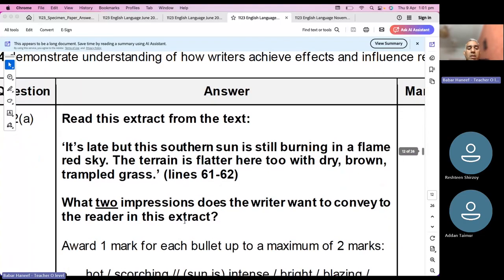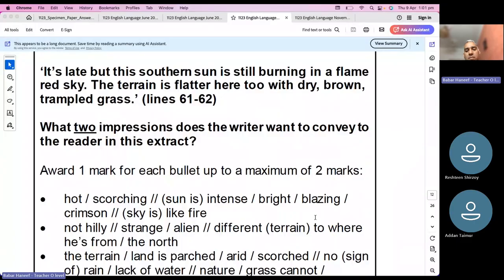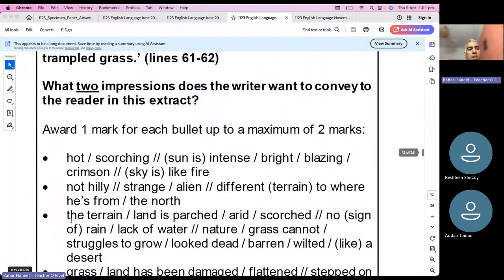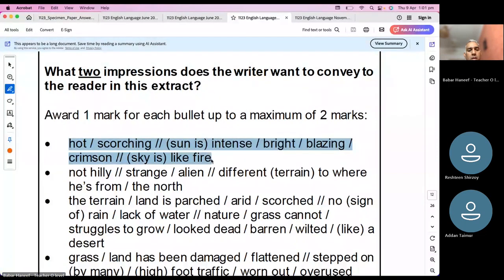Now, look at this one: hot, scorching, intense, blazing. Or red is for crimson, like a fire. And this is one thing I'm just going to highlight here for you. So hot, scorching, extremely hot. That's what we were talking about.